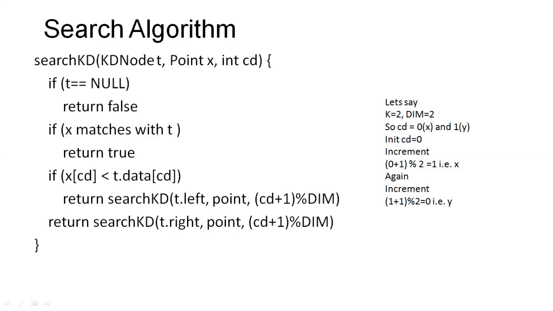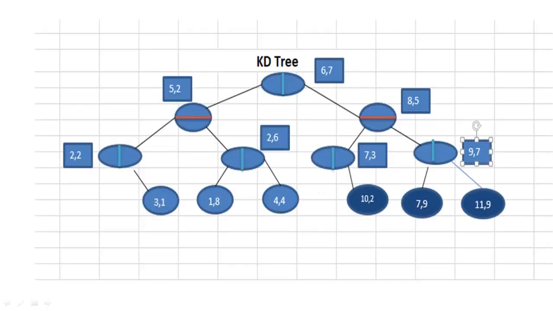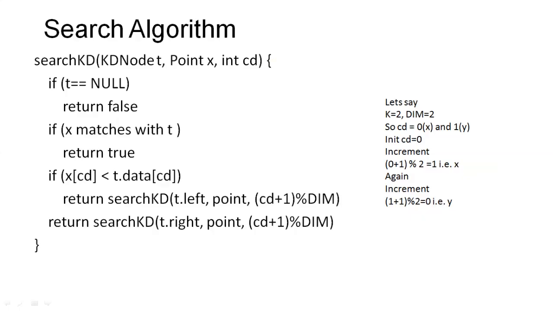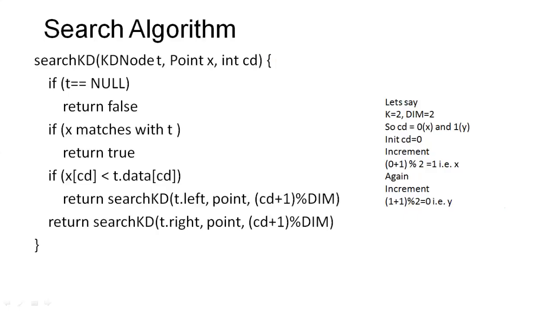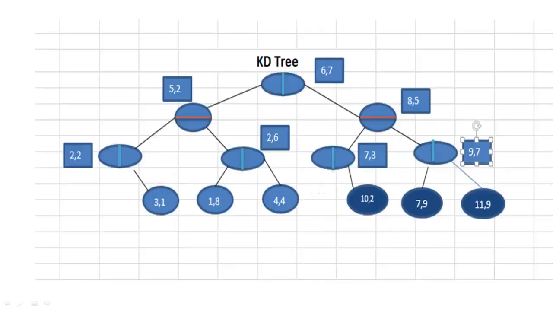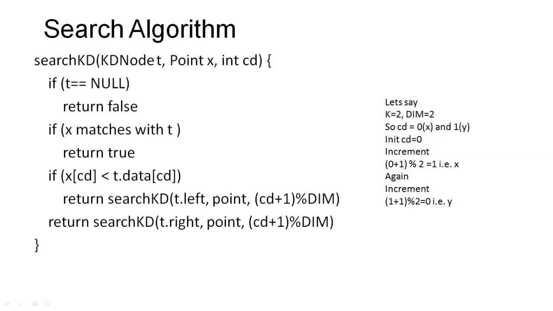So this is how the search algorithm works until it reaches one possibility, that is that a match will be found somewhere in the tree. The other possibility is that the match will not be found. For example, if we are searching for 7, 8, so 7, 8 is not there. So at the end, what will happen? This T becomes null and the algorithm returns false.